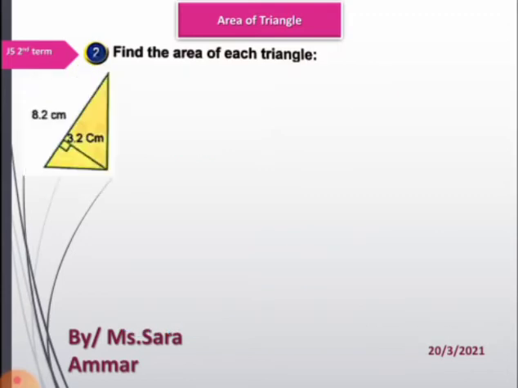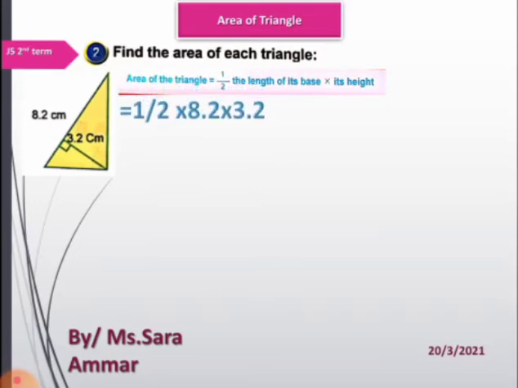Okay, another example or practice. I need to find the area of this triangle. As you can see, the height is 3.2 centimeters and the base is 8.2 centimeters. So to apply the rule, half the length of the base by the height, it will be half times 8.2 times 3.2, and when you calculate this it will be 13.12 centimeters squared.